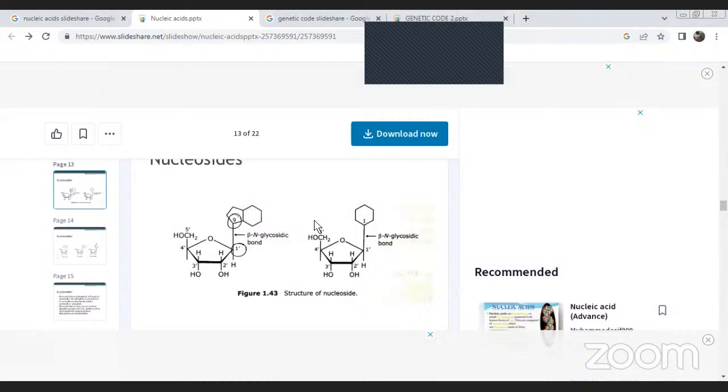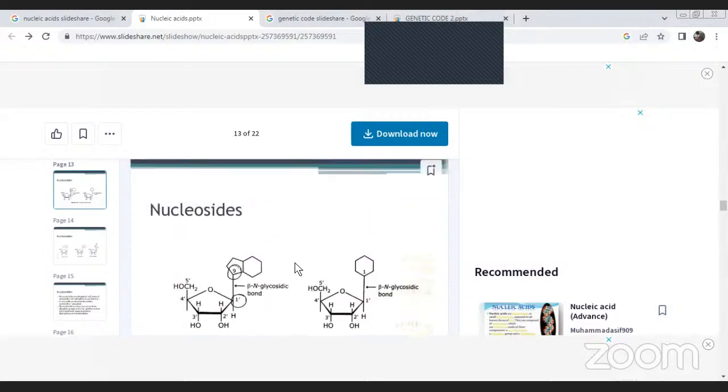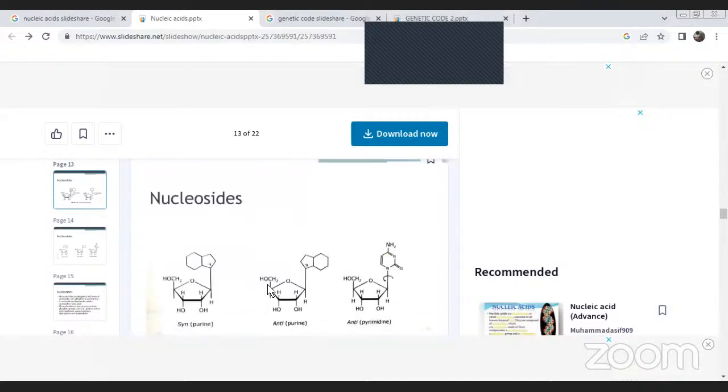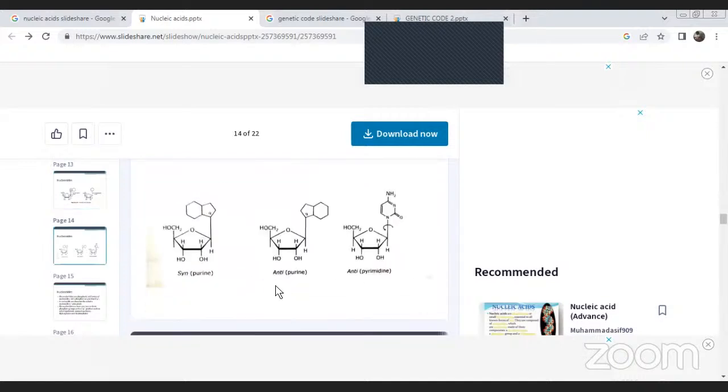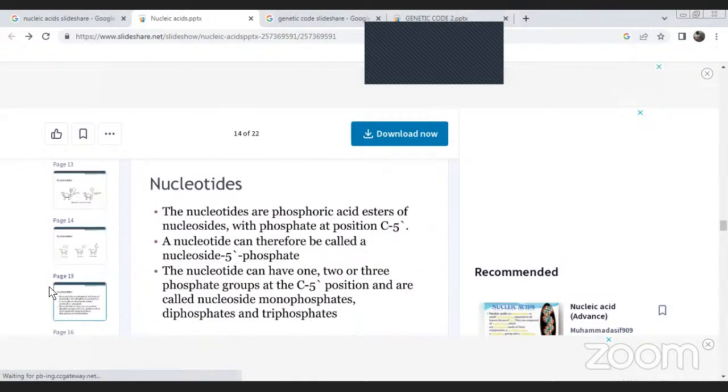So see, this one is the sugar, and the next one is the nitrogen base. Sugar and nitrogen base form the nucleoside. Nucleosides: purine syn, purine anti, pyrimidine anti.